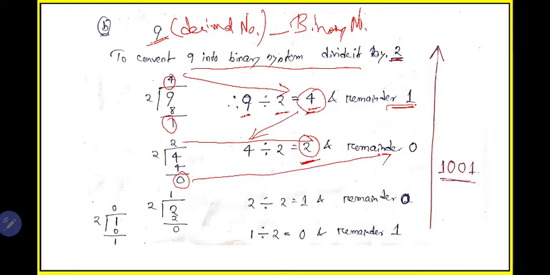Okay, now divide 2 by 2. If you divide 2 by 2, the result will be 1 and the remainder will be 0. Okay, then still it is 1, so you need to divide it again until it becomes 0.